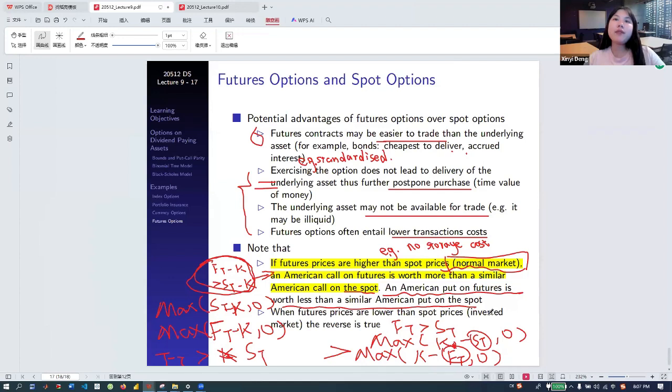And when futures prices are lower than spot prices, that's what we call an inverted market. The reverse is true.